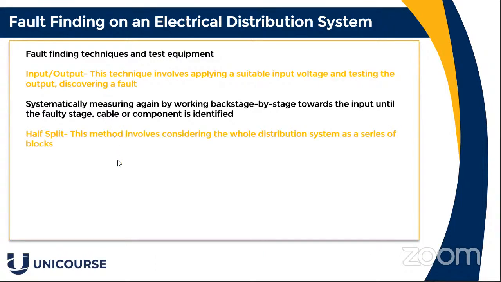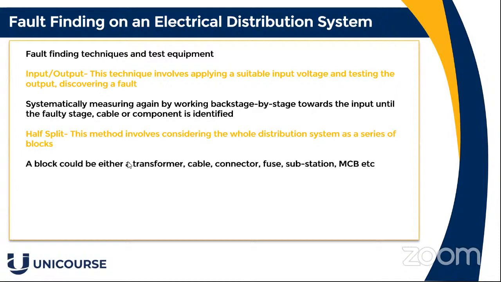Now, the half split method, which is used right across the electrical and electronic industry, is where you've got, for example, A, B, and C. A is the input and C is the output, and they normally go to B. So we could be looking at things like a transformer, cable connectors, fuse, substations, MCB, anything. But what you need to do is determine what the input voltage is and make sure there's input voltage at that point. Then you know there is a fault somewhere between where it goes onto the input and where it comes on at the output.